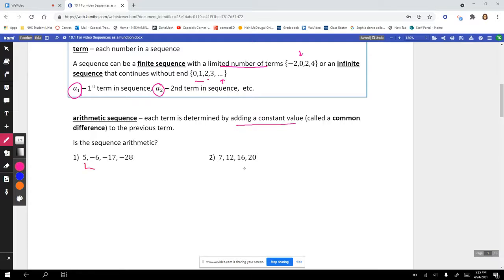The first set of questions says, is the sequence arithmetic? From 5 to -6, we subtracted 11, or you can say you add -11, and that pattern continues. Because it's the same through each term, yes, it's arithmetic, and -11 is the common difference. Let's look at number 2. From 7 to 12, we got 5, but then from 12 to 16, we got 4. Because that's not the same, the answer there is no, it's not arithmetic.